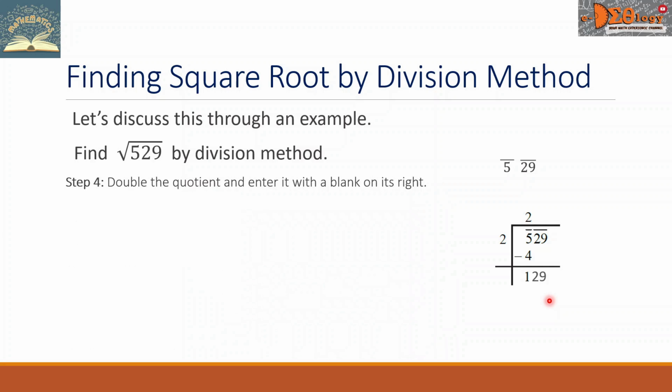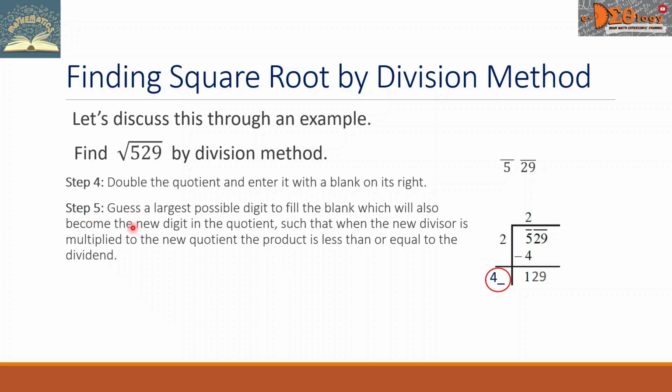Step 4. We double the quotient and enter it with a blank on its right. In here, our quotient is 2. When we double, it becomes 4. And then, we put a blank after number 4. We need a digit for this blank.